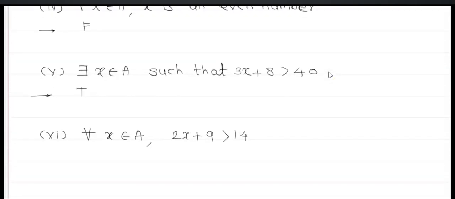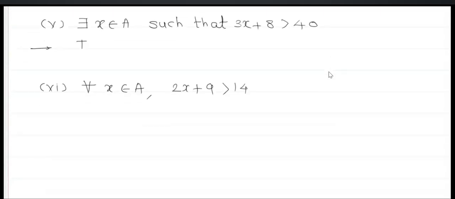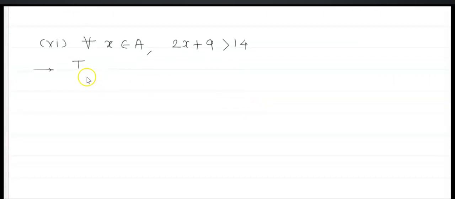Next is, for every x belongs to A, 2x plus 9 greater than 40. What is the smallest number? The smallest number is 3. 3 into 2, 6. 6 plus 9, that is 15, which is greater than. Yes, its truth value is T.